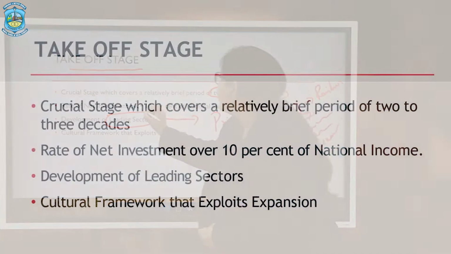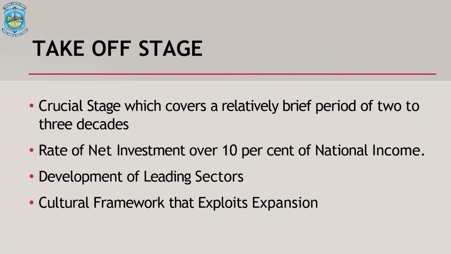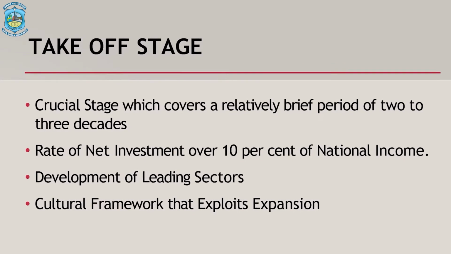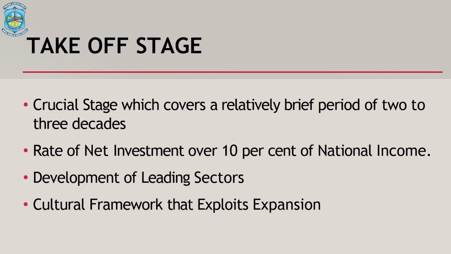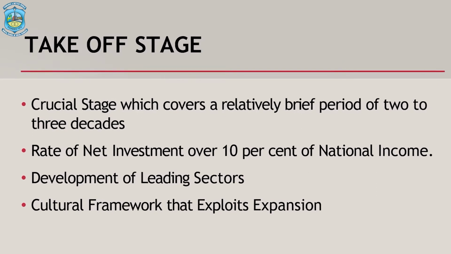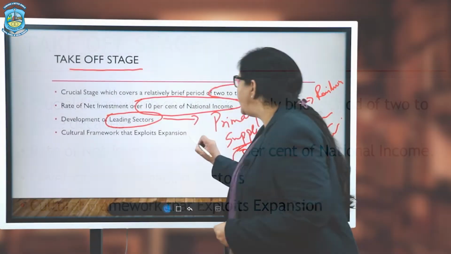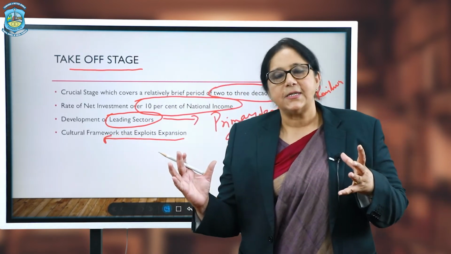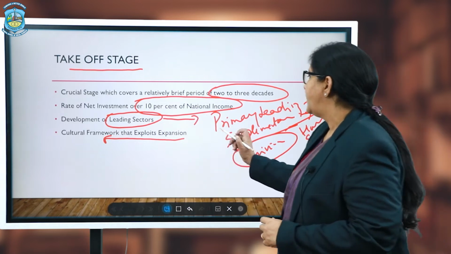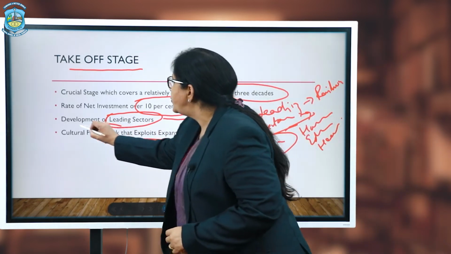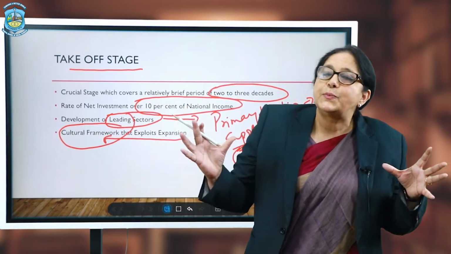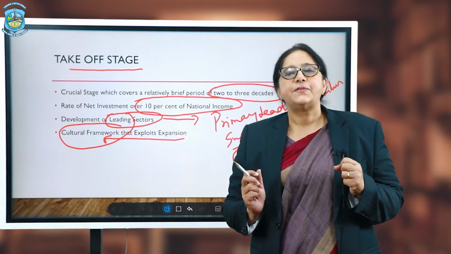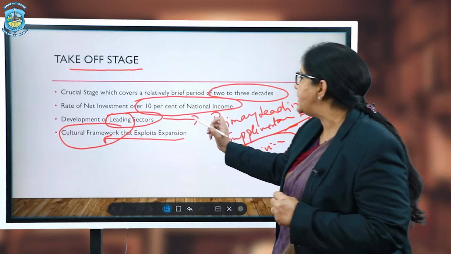So the rate of investment has to go above 10% of the national income. Essentially, that means the rate of growth of savings and investments should be higher than the rate of growth of population. Now, it is not only the economic infrastructure that requires change, it is the institutional framework. So the institutional and cultural framework of the economy needs to change so that it is able to capture the impulse of development that has been generated by the leading sectors.